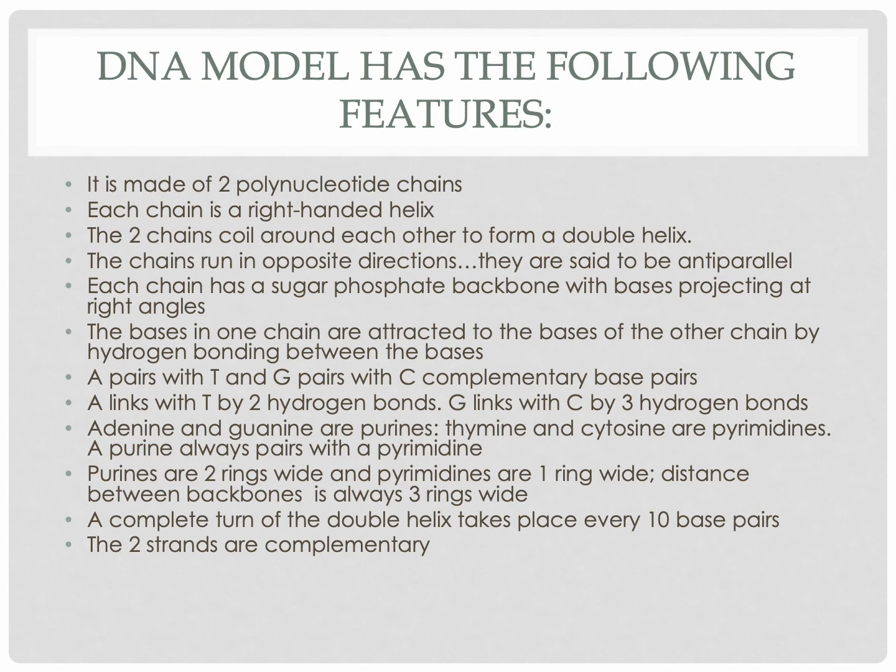DNA has the following features. It is made of two polynucleotide chains. Each chain is a right-handed helix. The two chains coil around each other to form a double helix. The chains run in opposite directions. They are said to be anti-parallel. Each chain has a sugar phosphate backbone with bases projecting at right angles.